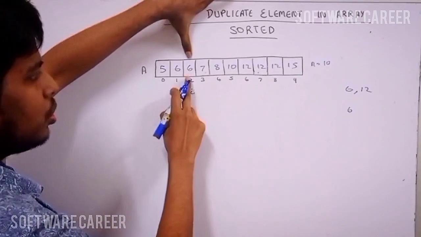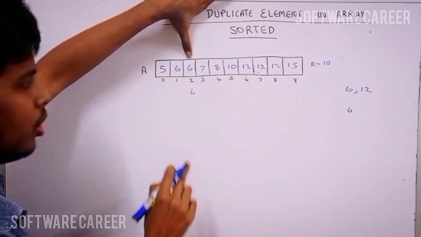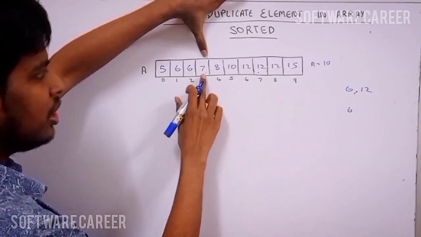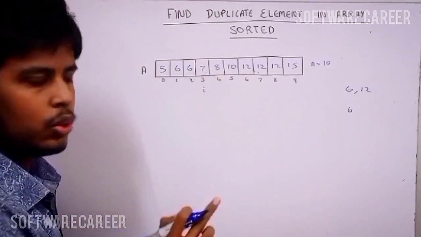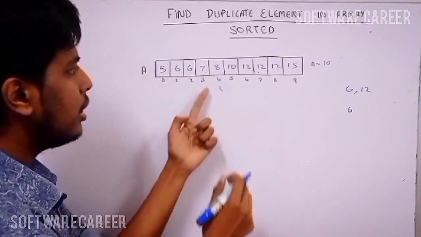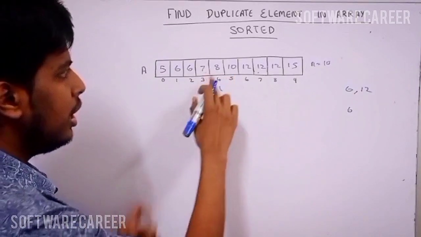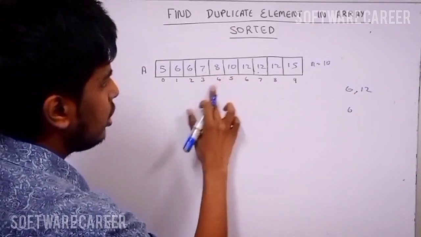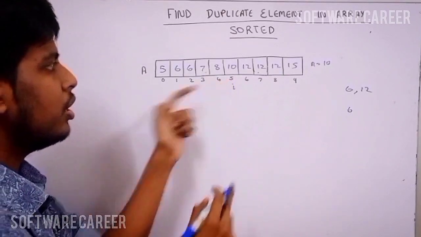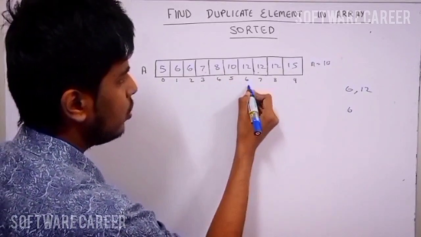Then see, you should check whether 6 is equal to 7. No. So it's not a duplicate. Now you should go to this position. Now you should check whether 7 equals 8. No. So you can increase i value. Now i is at this position. You should check whether a of i equals a of i plus 1. 8 is not equal to 10. So you can increase i value. Now check whether a of i equals a of i plus 1. 10 is not equal to 12. So you can increase i value.